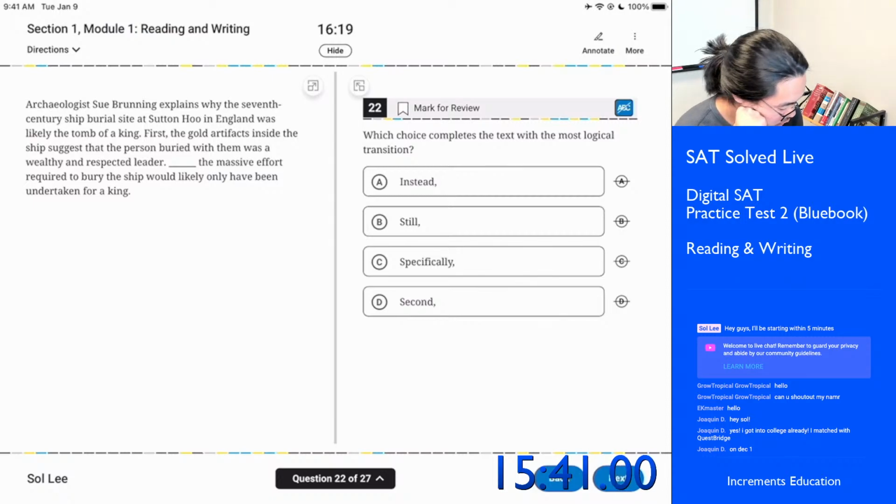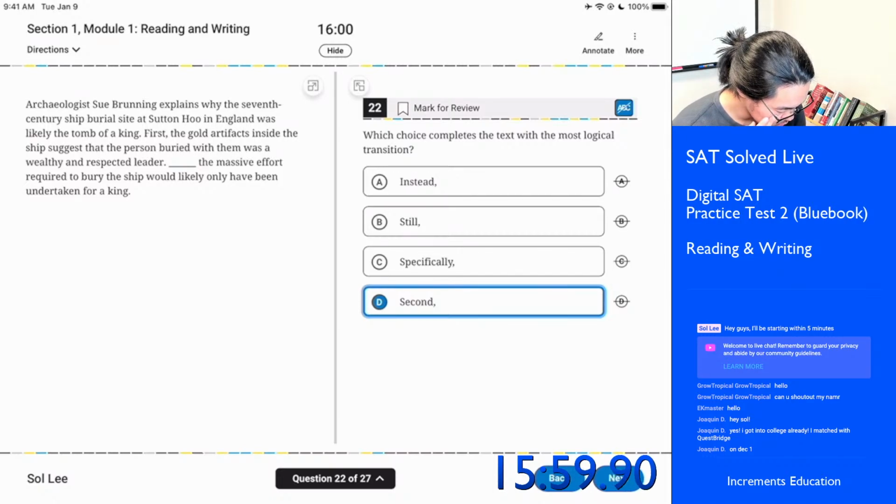Sue Brunning explains why the burial site was likely the tomb of a king. Suggests that the person buried with them was respected. Indeed, the massive effort would likely have only been. Second. First, second. Yeah. Two different reasons. Because the effort and the gold are different things.